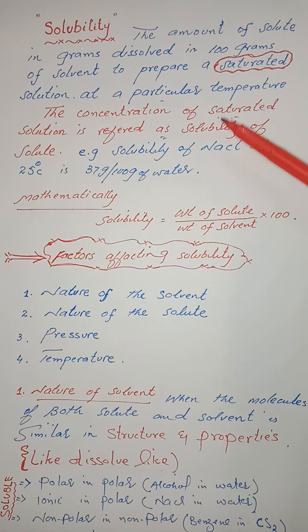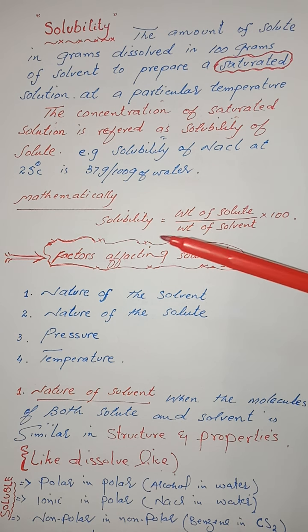So remember that for solubility we have to prepare a saturated solution, and until the solution gets saturated, we see what amount of solute can be dissolved in a particular amount of the solvent at a particular temperature. Remember that temperature is one of the factors. If we change the temperature, then the solubility will also change, and it will be discussed later on. Mathematically, solubility is equal to the weight of solute divided by the weight of the solvent multiplied by 100.